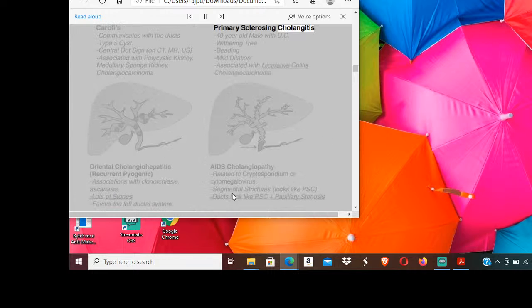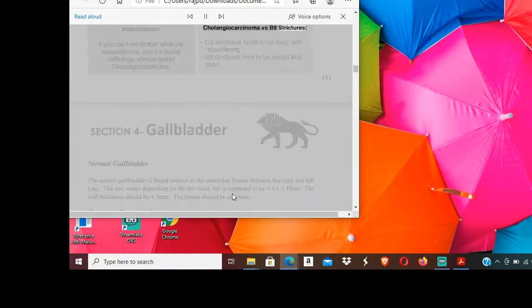Primary sclerosing cholangitis: 40-year-old male with UC. Beaded, mild dilation, associated with ulcerative colitis, cholangiocarcinoma. AIDS cholangiopathy related to cryptosporidium or cytomegalovirus. Segmental ducts look like PSC, strictures, looks like PSC, plus papillary stenosis. Cholangiocarcinoma versus benign strictures: CA strictures tend to be long, with shouldering. Benign strictures tend to be abrupt and short.